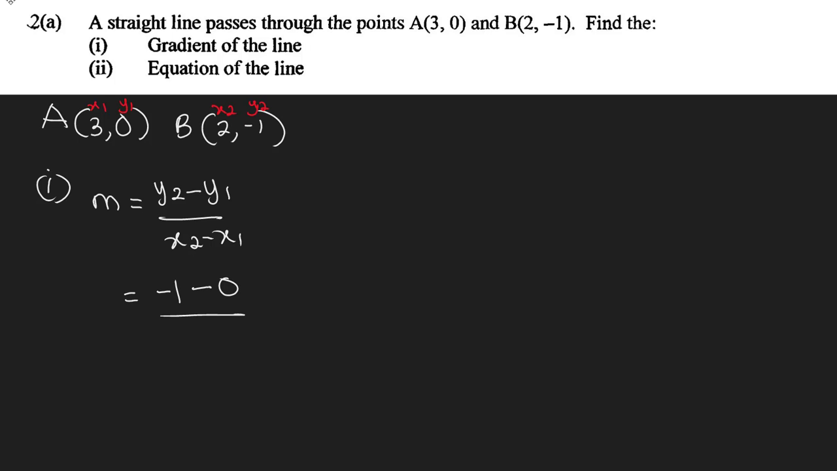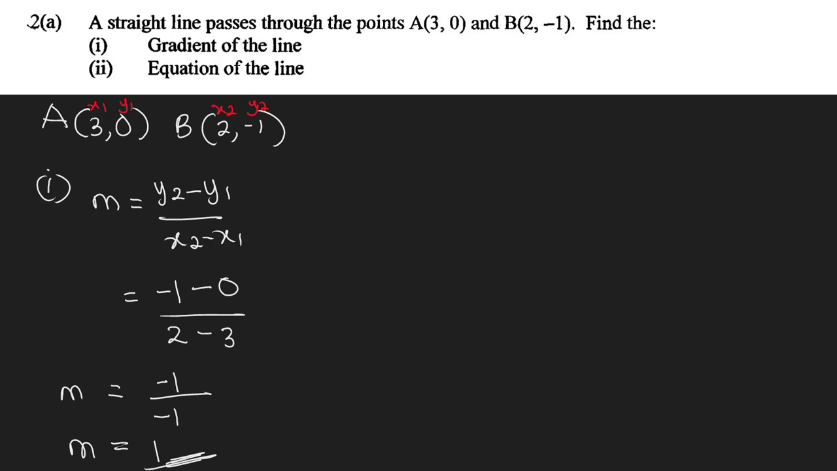So say 2 minus x1, which is 3. So we have 3, right? So this is equals to -1 minus 0 is -1 over 2 minus 3 is -1. So -1, the gradient now is actually equals to 1, because -1 divided by -1 is 1, right? Answer is 1.